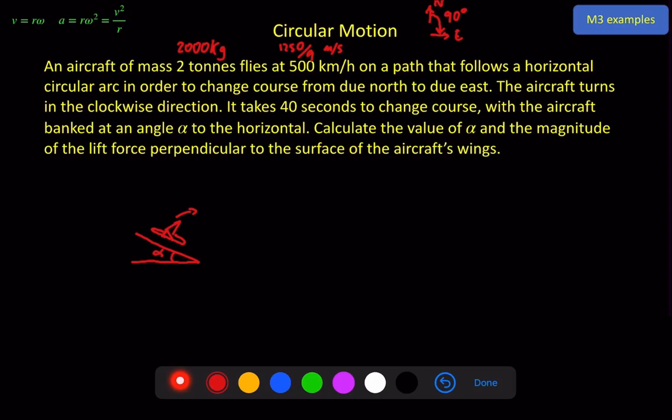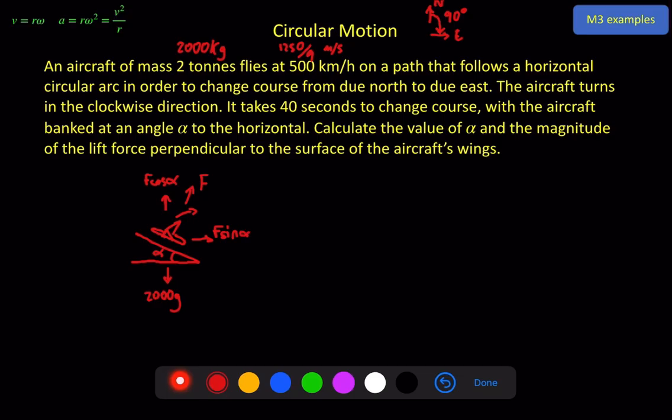So the lift force is what's providing all of the necessary forces involved here to balance the rather substantial weight, 2000 g. We've got F cosine alpha, and then providing the inward force for the acceleration as we turn around in the circle, we've got F sine alpha.